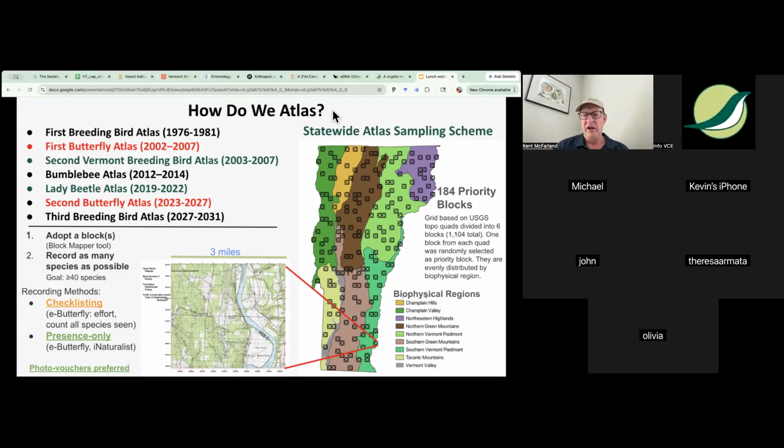That's helping us get towards that goal of surveying these blocks enough to feel like we have a really good sample. So that's my spiel about how atlases work at a really top level, and how important it is for us to focus on these 184 priority blocks to make sure we get a good statistical sample across the state.